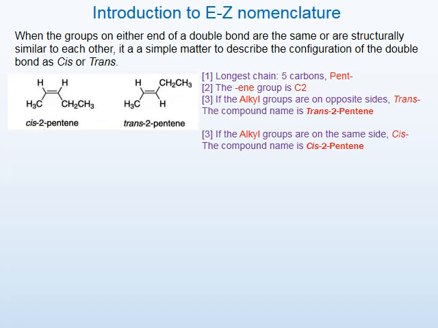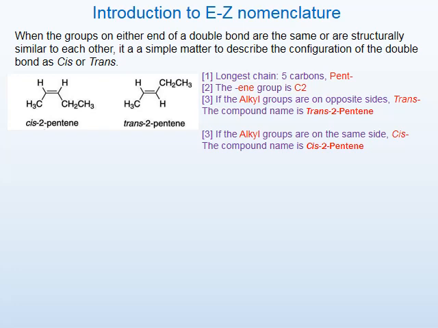We established that cis and trans are labels for double-bonded or ring molecules, indicating the relative organization of functional groups. When the groups on either end of a double bond are the same or structurally similar to each other, it is a simple matter to describe the configuration of the double bond as cis or trans. Take for example the compound 2-pentene. The parent chain has 5 carbons. The double bond is assigned position 2, and we get the compound name 2-pentene.